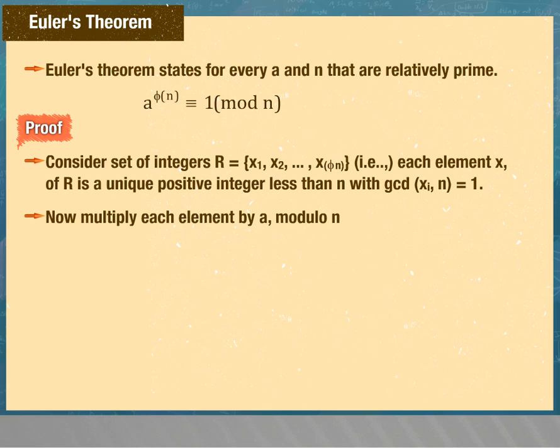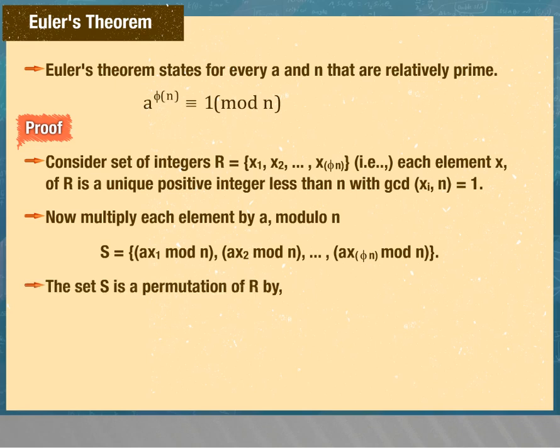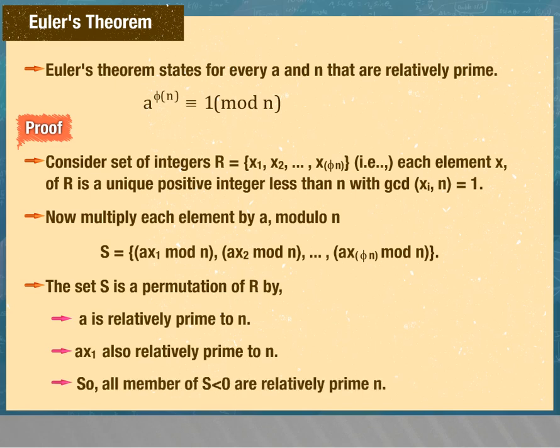Now multiply each element by a modulo n. S is equal to the set a x1 mod n, a x2 mod n and so on up to a x phi of n mod n. The set S is a permutation of R because a is relatively prime to n, and a xi is also relatively prime to n. So all members of S are less than n and relatively prime to n.